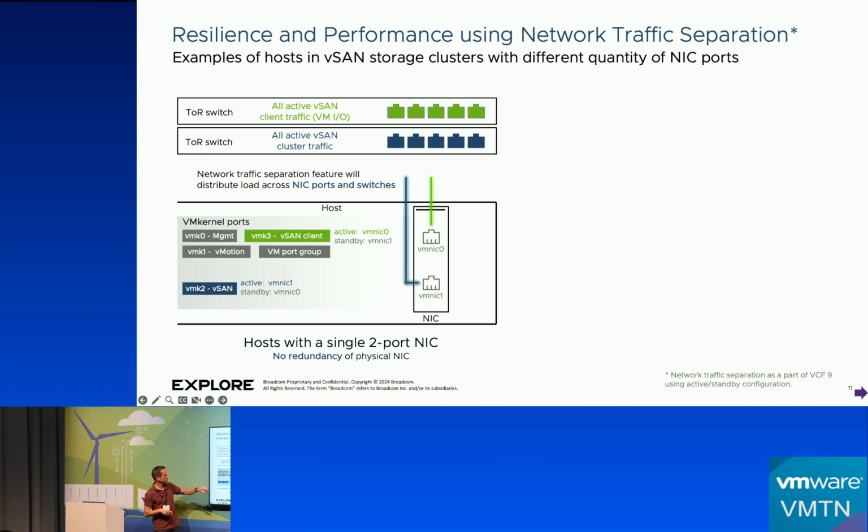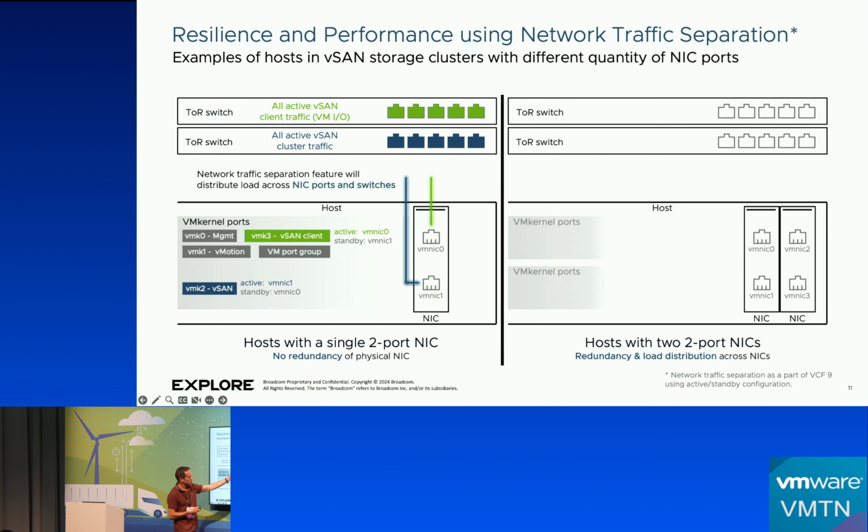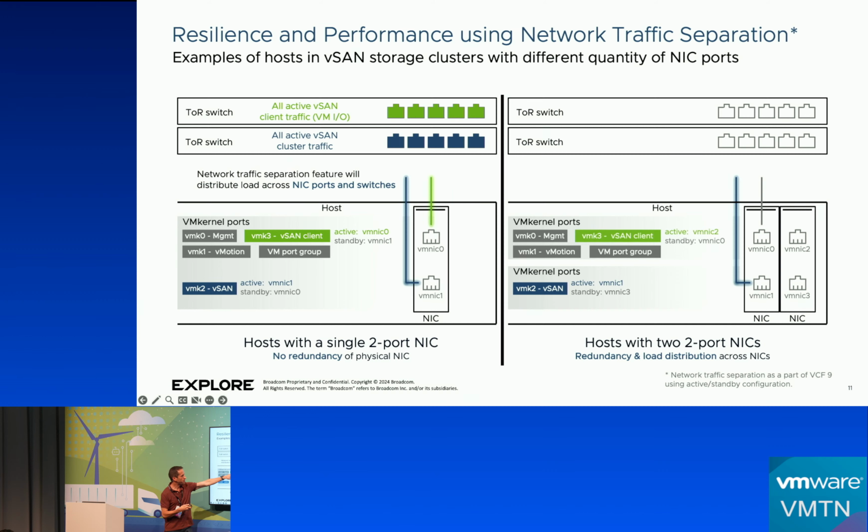So what I would recommend here is that you have 2 VM kernel ports here, one for the vSAN client traffic that's going to VMNIC 0, and then the other vSAN traffic for that back-end east-west traffic going to VMNIC 1. Those would be set in an active standby arrangement where each one is flopped so that it's using the other's standby. That's the best way that you can take advantage of the existing resources that you have in that environment.